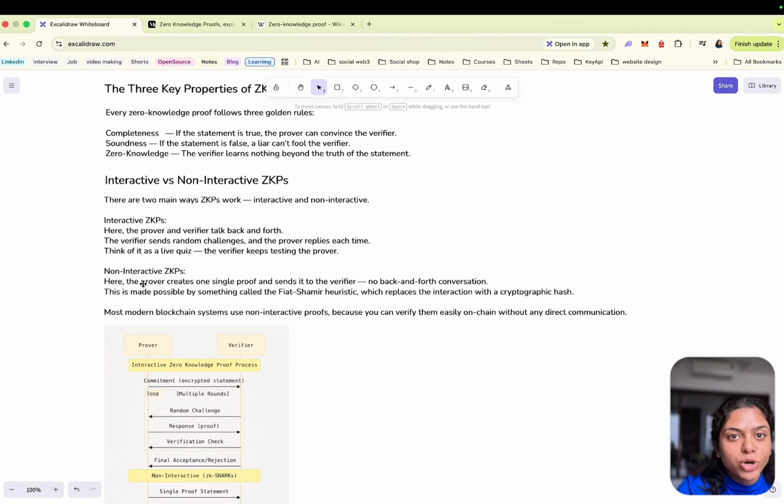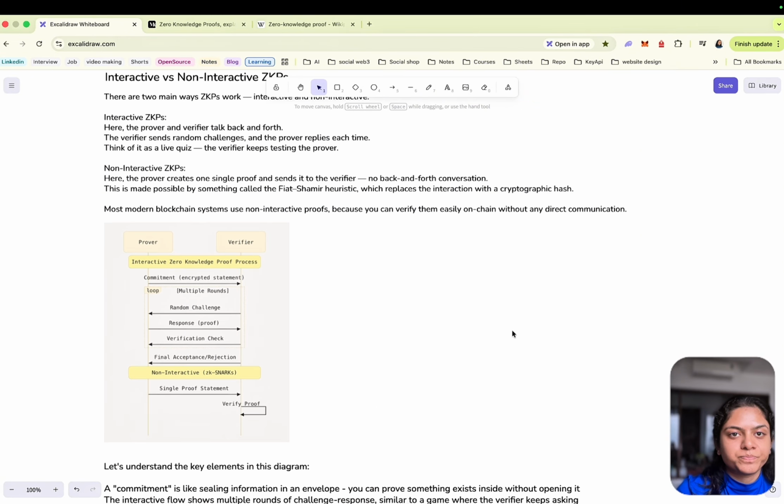Then the second one is non-interactive ZKP. Here the prover creates one single proof and sends it to the verifier. No back and forth conversation, meaning no multiple rounds of challenges and proving. This is made possible by something called the Fiat-Shamir heuristic, which replaces the interaction with a cryptographic hash. Most modern blockchain systems use non-interactive proofs because you can verify them easily on chain without any direct communication.